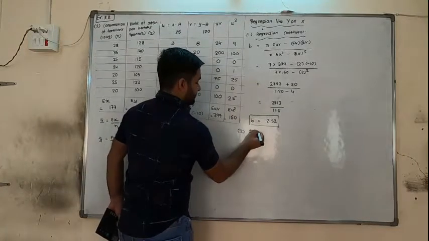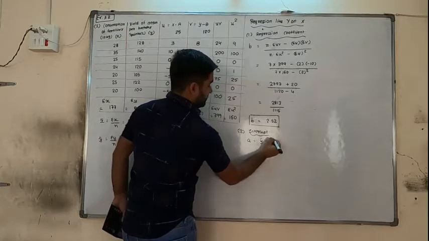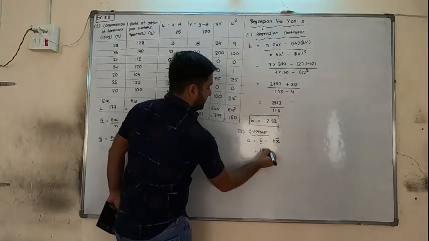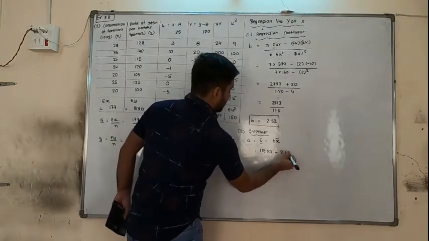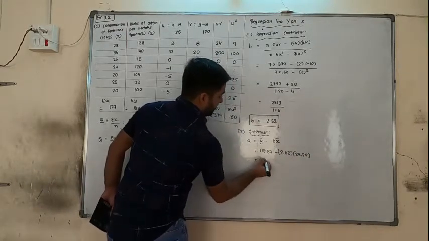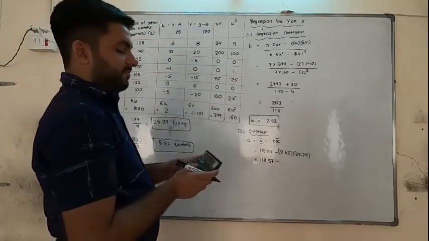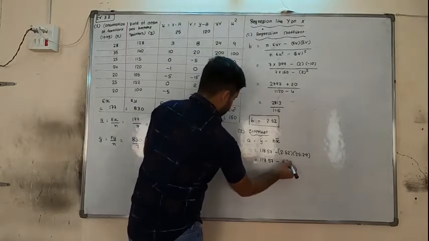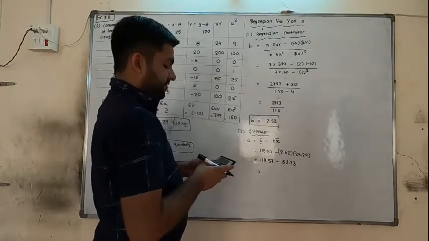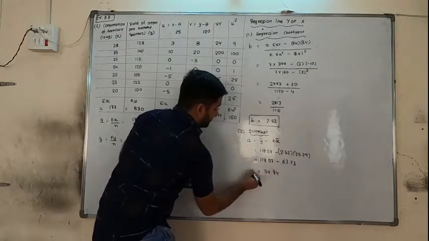Second step is intercept. Intercept A is equals to y bar minus b x bar. Y bar is 118.57 minus b is 2.52 multiply x bar is 25.29. So 118.57 minus 2.52 multiply 25.29, 63.73. So 118.57 minus 63.73, it's 54.84.